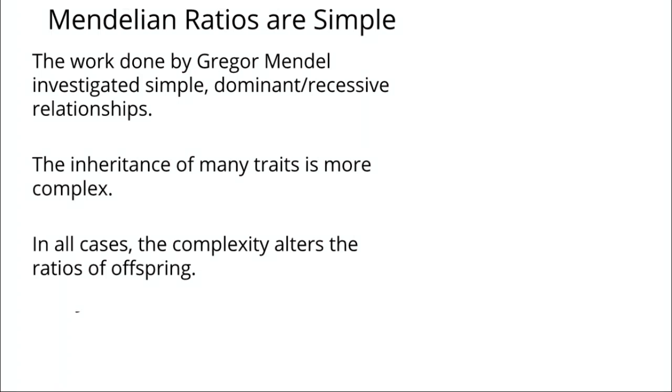It's not just a case of one allele masking another allele. We have environmental effects. We have effects from different genes. We have effects from different proteins, and we'll get into all of that. In all cases, these complexities alter the ratios of offspring. The formula that was on the previous slide is just for simple Mendelian genetics.